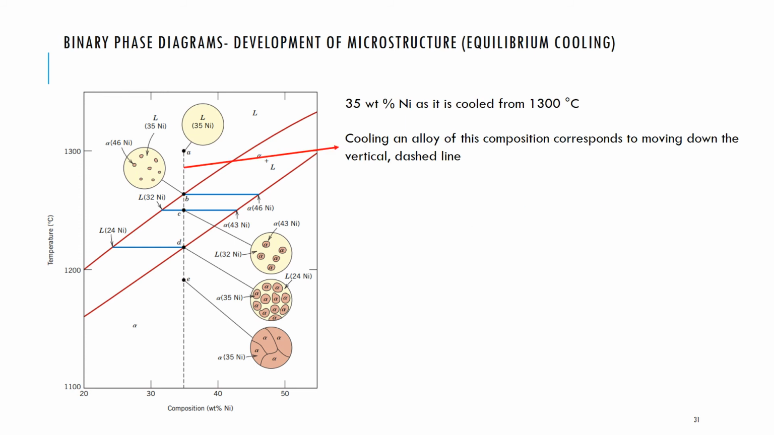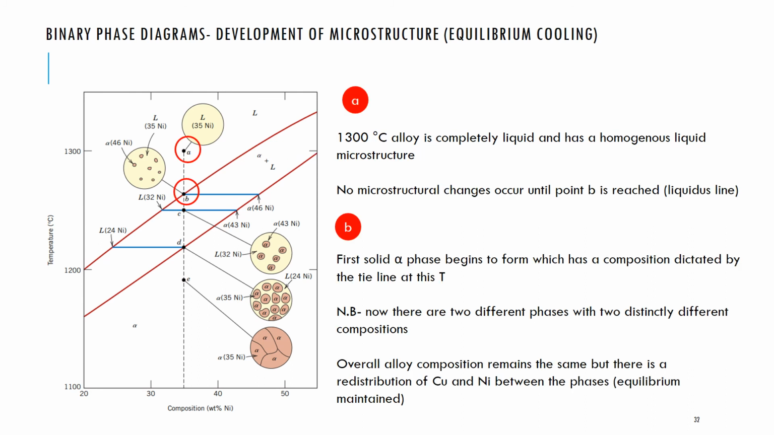So let's start with our 35 weight% nickel alloy, and let's start at 1300 degrees Celsius. At 1300 degrees Celsius, the system is in one homogeneous phase, it's in the liquid state. Have a look at the vertical dashed line. That's the line we're going to go down through as we cool the system. I begin to cool the system from 1300 degrees Celsius, and there are absolutely no microstructural changes until I hit that point there, B, the liquidus line.